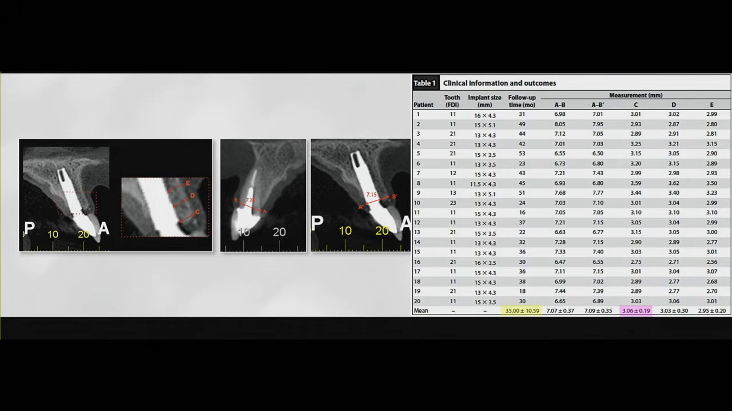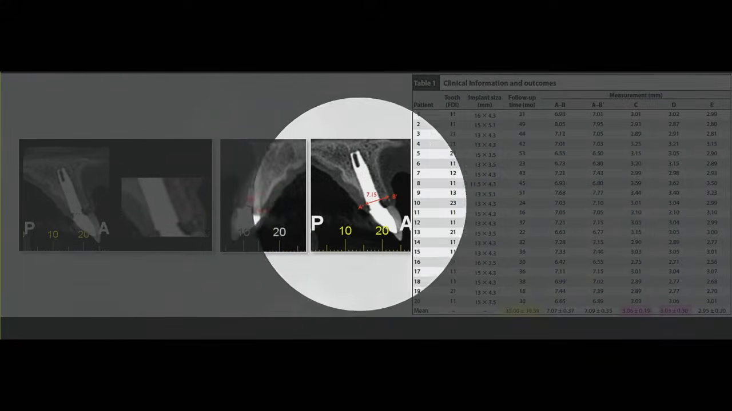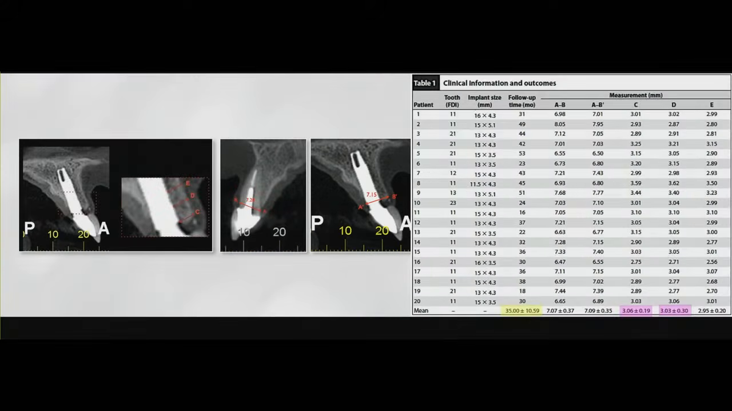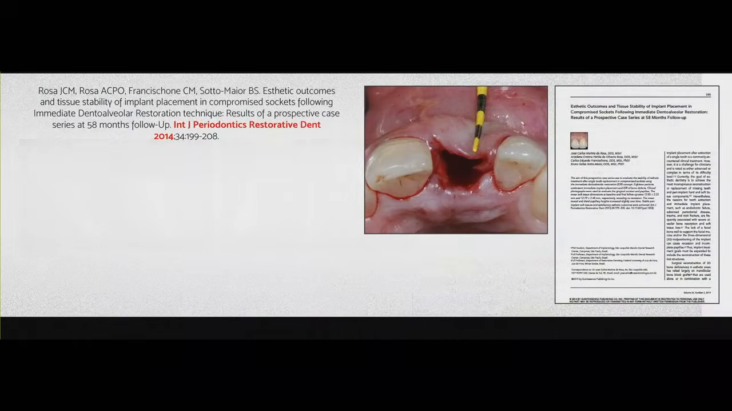Up to the implant platform, we got around 3 millimeters, 2 millimeters above letter D. You can see here letter D. We found around 3 millimeters in letter E. So we got a very good stability of this bone.